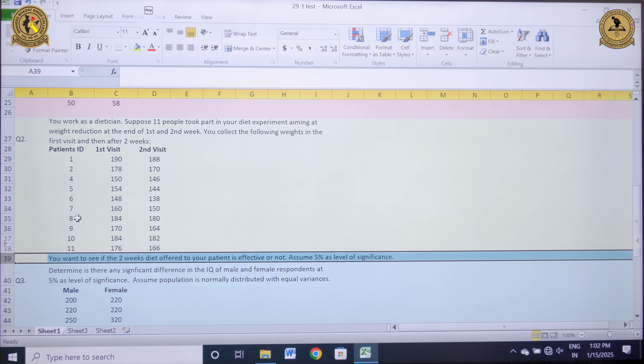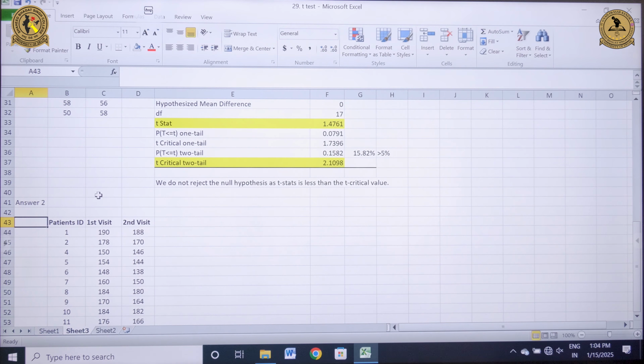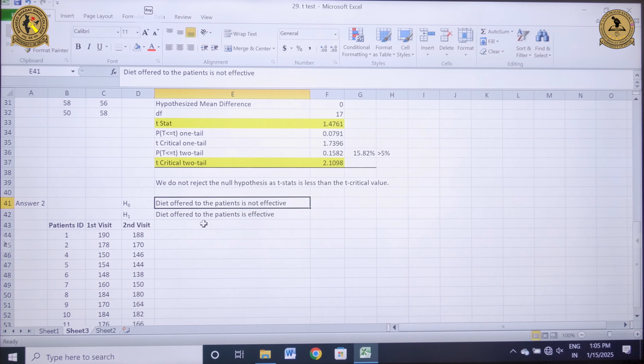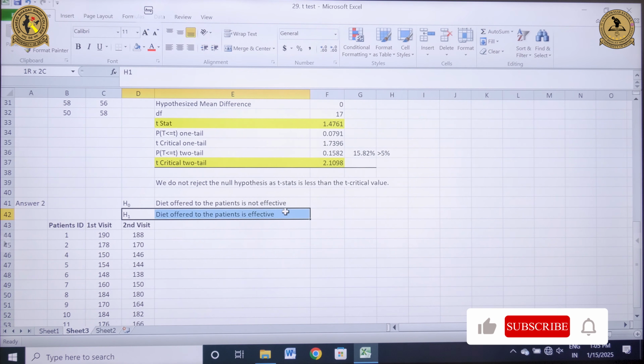Now it is a case of a paired t-test. I need to identify, using this paired t-test, whether my diet is effective or not. Now I have simply copied and pasted this information, and after it I need to create my null hypothesis as well as the alternate hypothesis. The null hypothesis is that the diet offered to the patient is not effective, which means there is no significant difference between the first week and the second week weight. While the alternate hypothesis is that the diet offered to the patient is effective.